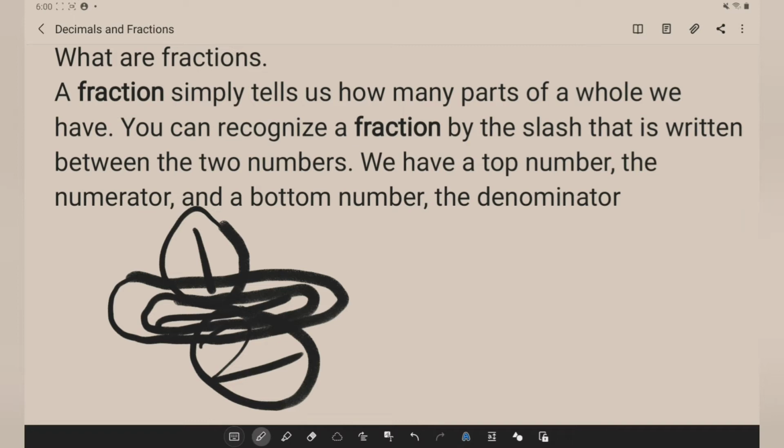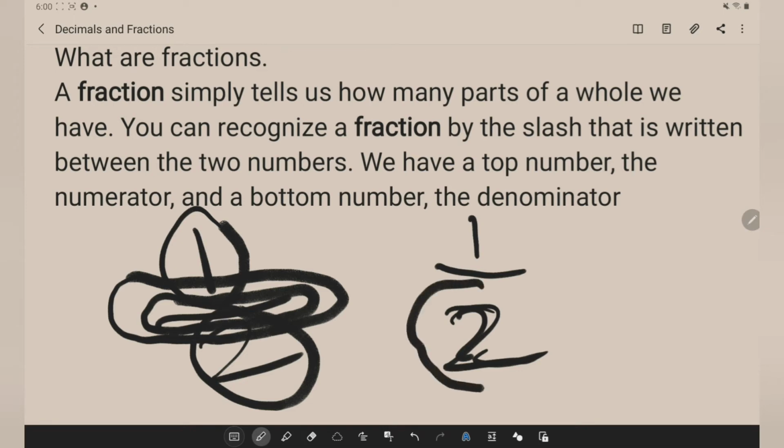Now, a fraction simply tells us how many parts of a whole we have. So 1 by 2 again, okay? So 2, the whole number, is actually the denominator. So over here 2 is the denominator, so that means it is the whole. But we only have 1 here. That means we have half of a whole.